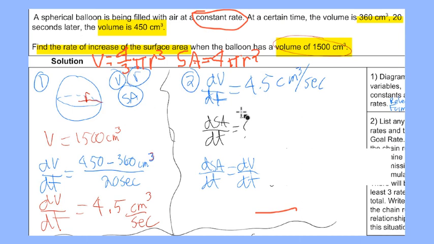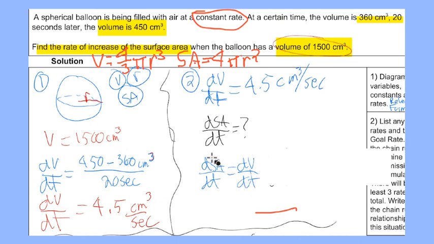Then our goal. We always want to ask: what are the given rates, and what is the goal rate? What rate do we want to figure out? We want the rate of change of surface area with respect to time, and that's given right in the question. That's our goal. I call that dSA by dt. I always start with the goal rate that you want to get, dSA by dt, and start with what's given, dV by dt.